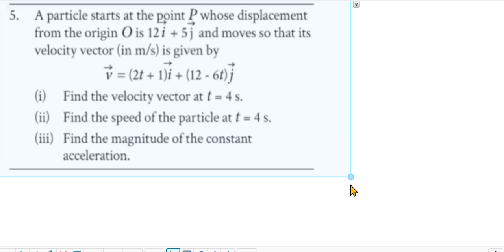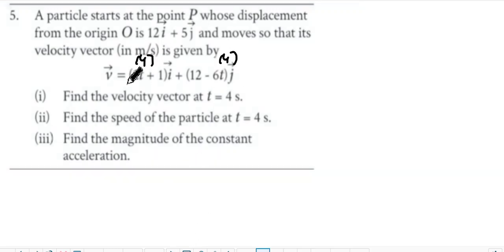A particle starts at point P whose displacement from the origin is 12i plus 5j and moves so that the velocity in meters per second is given by the following. Find the velocity vector at t equals 4. Well, that's simple, isn't it? Sub in 4. 2 times 4 is 8. 8 plus 1, 9i. 12 take away 24. Minus 12j.